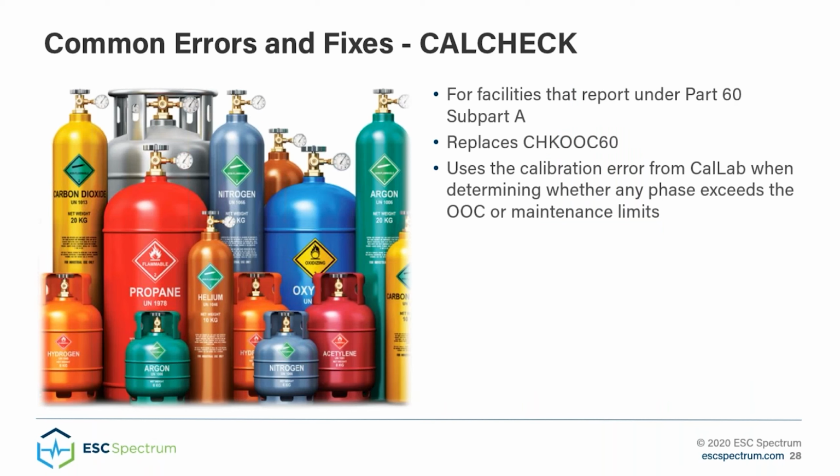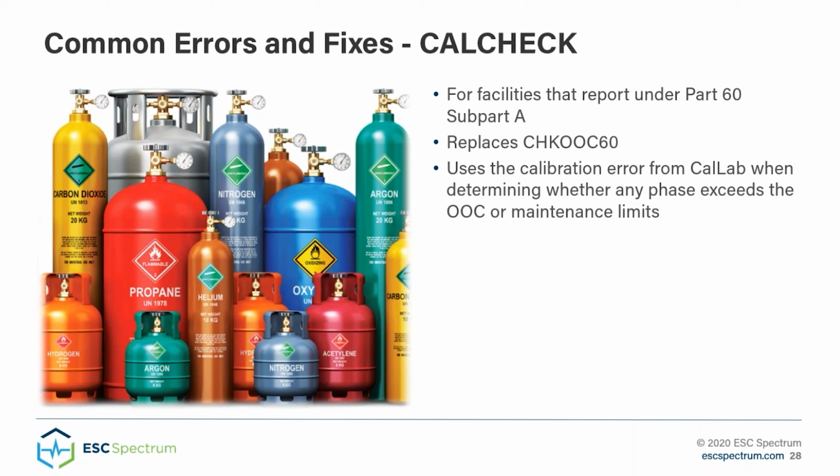Something else that we see a lot of is failures with the CalCheck task. CalCheck is a tool that's replacing checkout at Control 60. That's an older tool that is used for Part 60 reporting and validation as it pertains with calibration specifically, and how to validate data based on calibrations passing or failing or hitting maintenance limits.